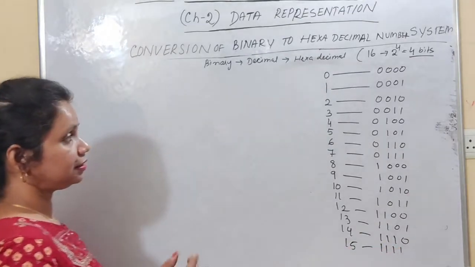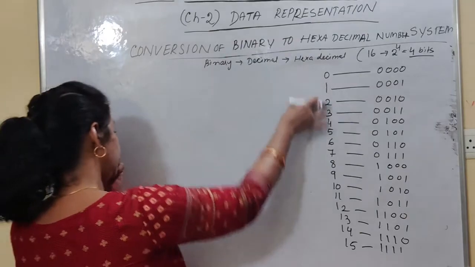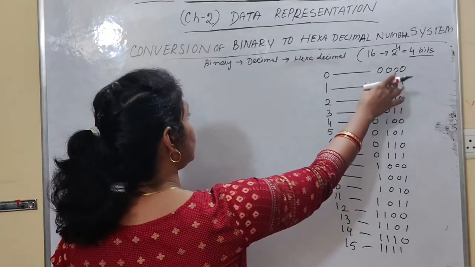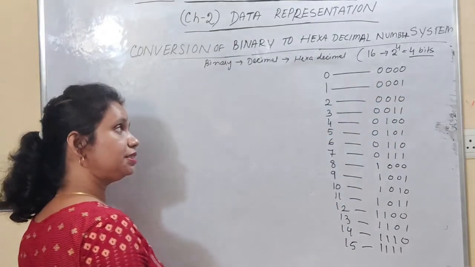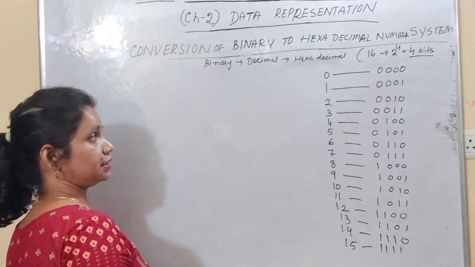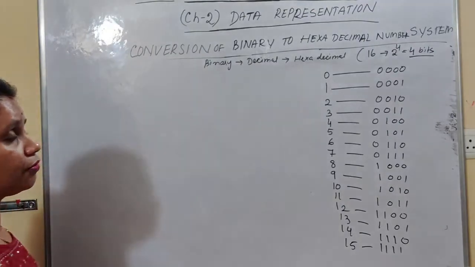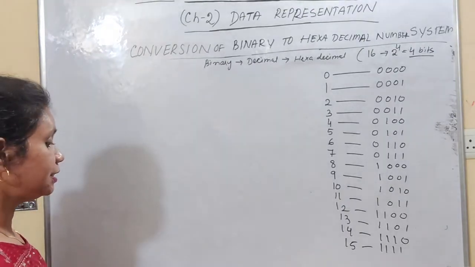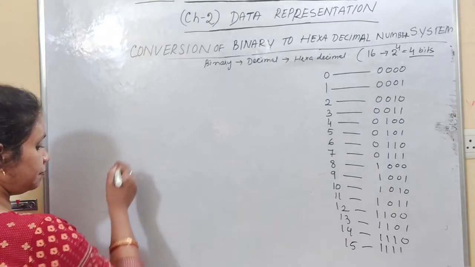Right, students? So these are the hexadecimal digits and these are the equivalent binary representations. That means here we have to make 4 bits. That means we have to make a group of 4 bits. Right, students? So let us discuss one example.